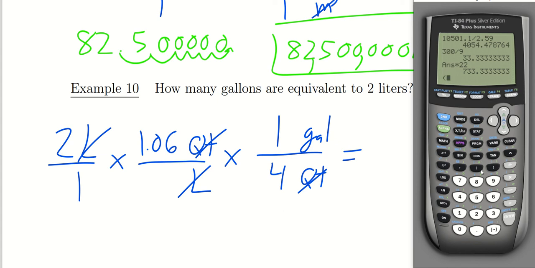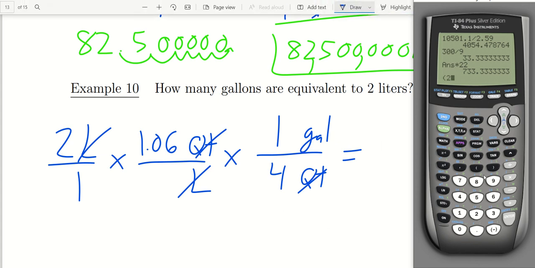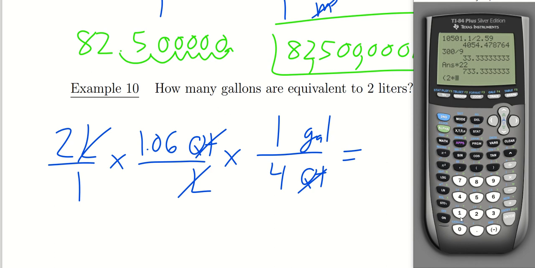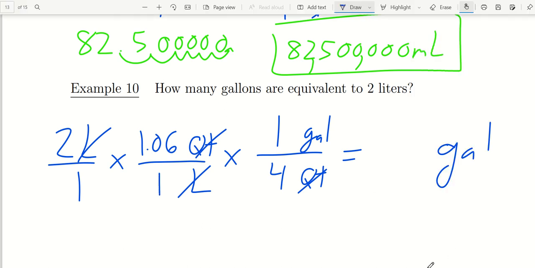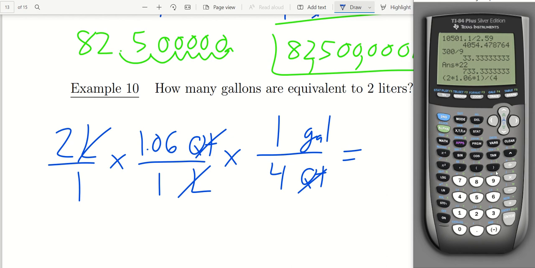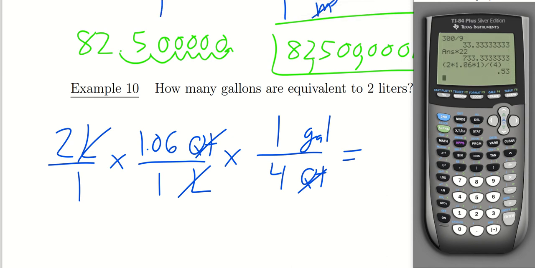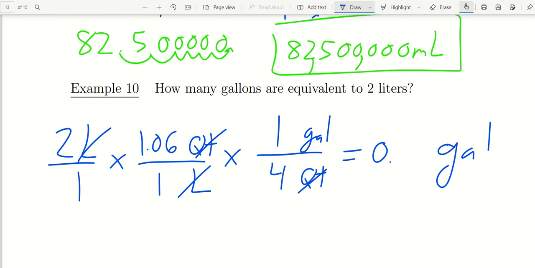Again, when you have a multiple bridge like this, you multiply all the numerators together. So I put those in the parentheses, times 1. Divided by parentheses. My denominators are 1 times 1 times 4, which I know is just 4. And we get about 0.53. So 2 liters is just about approximately a half of a gallon.